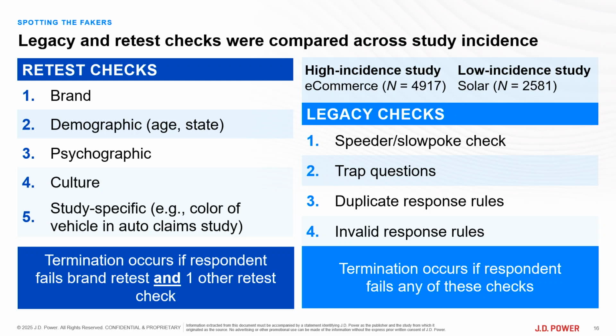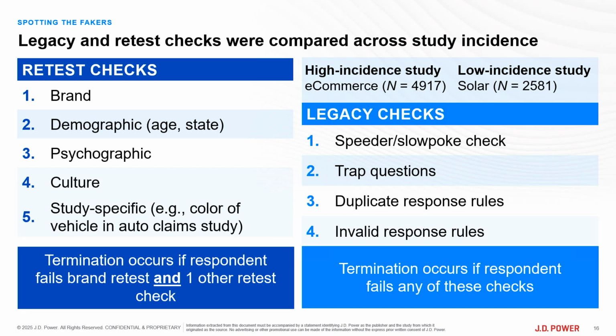So in this body of research, we tested two different types of studies. We had a high incidence study, which was e-commerce, and then a low incidence study, which was solar panel usage, and we compared these retest checks with legacy checks. And we wanted to see which approach identified more dubious respondents and seemed to be more reliable. Sebastian's going to go through the results.